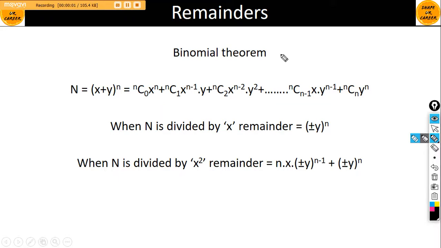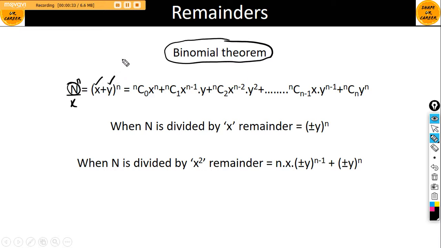Hello friends, in this session we are going to discuss the concept of remainders, which is one of the most important parts for CAT. Most of the questions on remainders are solved with the help of the binomial theorem. If any given number raised to power n is to be divided by x and we are required to find the remainder, what we always follow is we take out the closest multiple of x, plus or minus y.